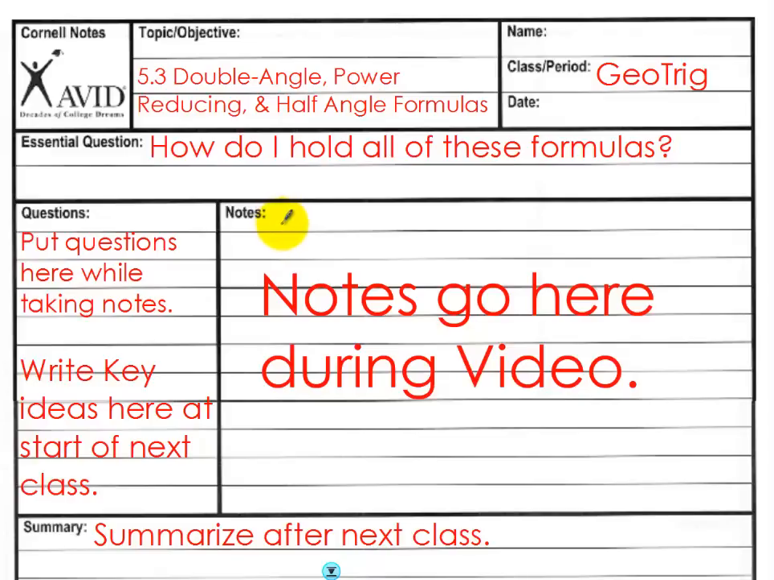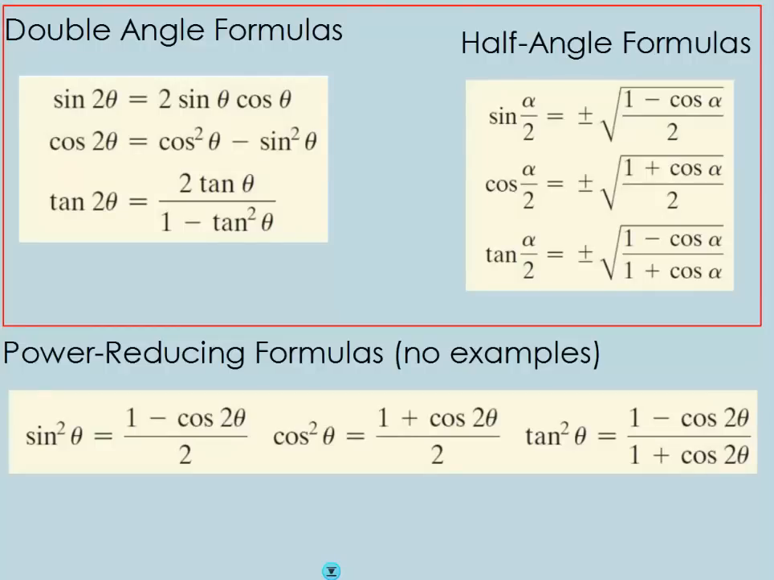Welcome, GeoTrig. This section's on 5.3, double angle, power reducing, and half angle formulas. The essential question is, how do I hold all these formulas? Let's begin. Here's all these formulas.